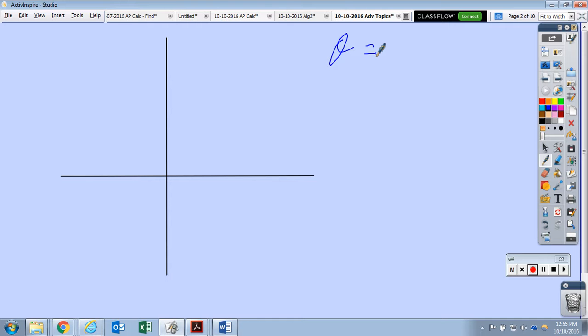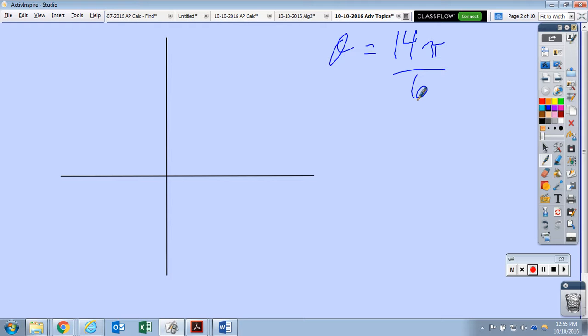So theta is equal to what? Where do we start? Okay. 14 pi over 6. So I have an angle measure that's 14 pi over 6.